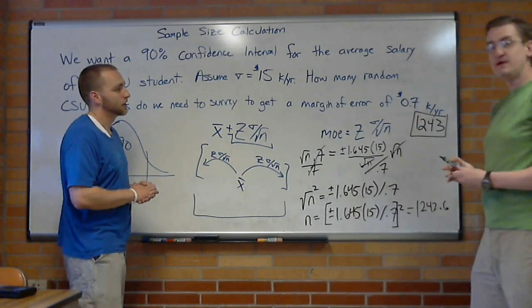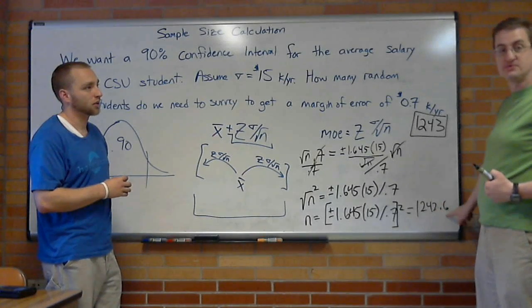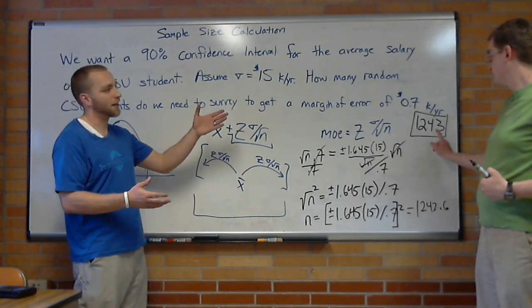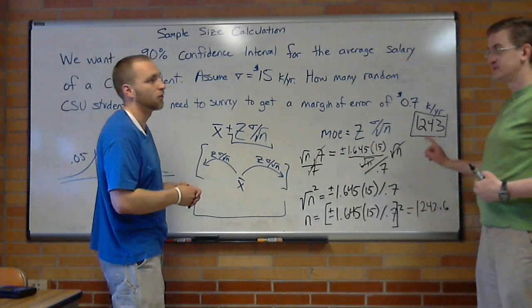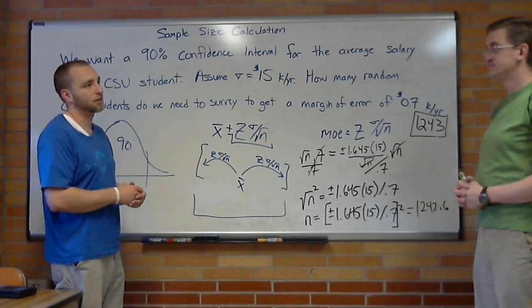What if our answer here was 1,242.0001? Then you would still round up to 1,243. You always round up when you're trying to figure out a sample size. Got it.